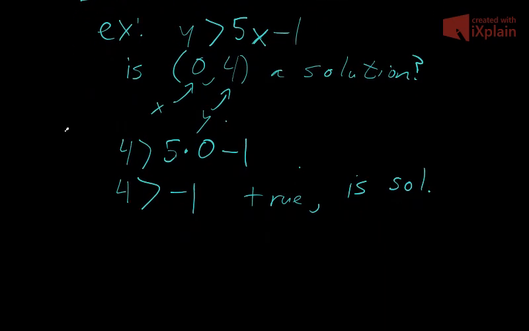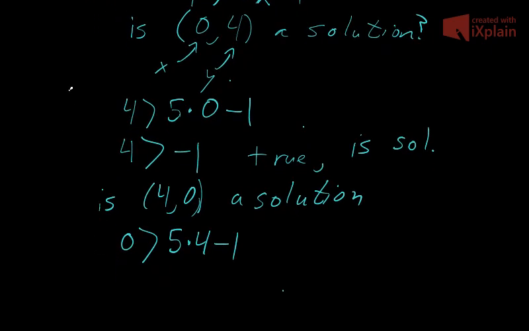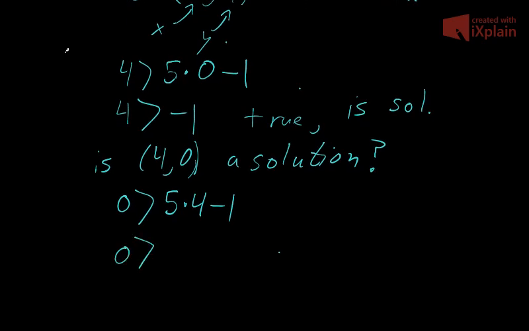I can also check, I'm going to ask, is (4, 0) a solution? So now I'm going to plug in the numbers, but this time 4 is x and 0 is y. So I get 0 is greater than 5 times 4 minus 1, which is going to give me 0 is greater than 19, which is false. And if it's false, that means not a solution.